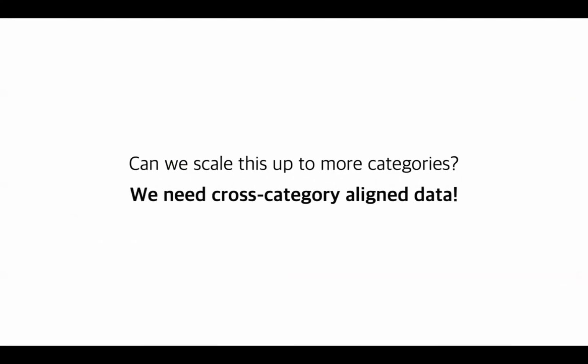The question is, can we further scale this up to more categories, right? And the answer is that now we need cross-category aligned data, because before we were working on a single category and we could solve this using just one single template. But now if we want to work on more categories and more data, we need to align all the objects from different categories, right? So this is super hard to address if we have only 2D data.